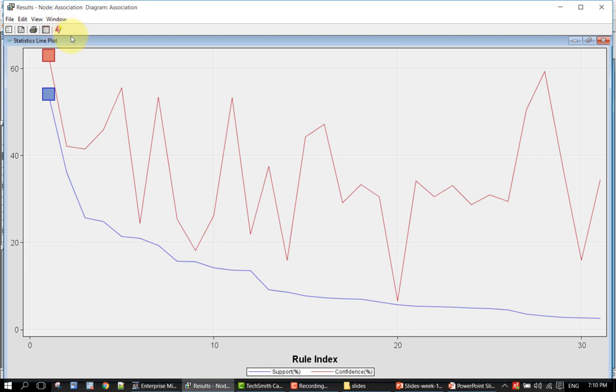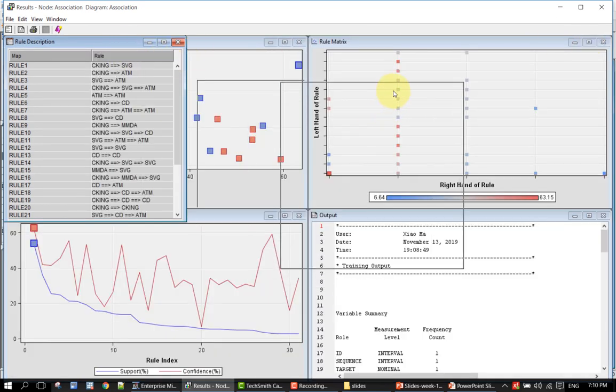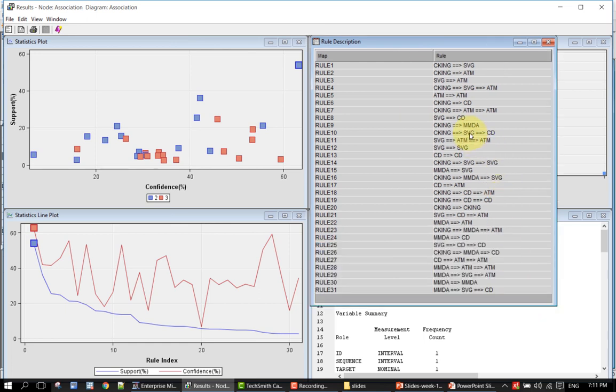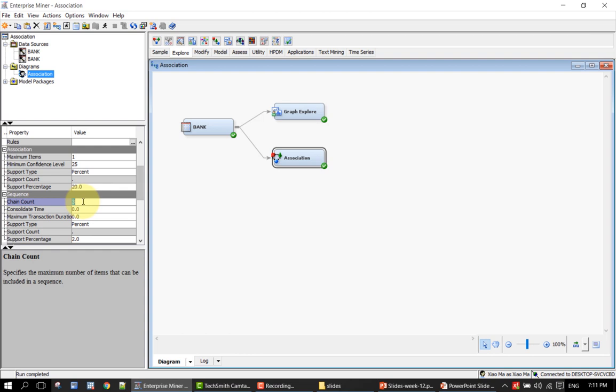The prediction was checking and savings, right? You can take a look at the description of the rules by going to rule description, you can keep it on the side. So I see how the chain of rule can be as high as 3, and that is not what I intended. So I need to update this characteristic.